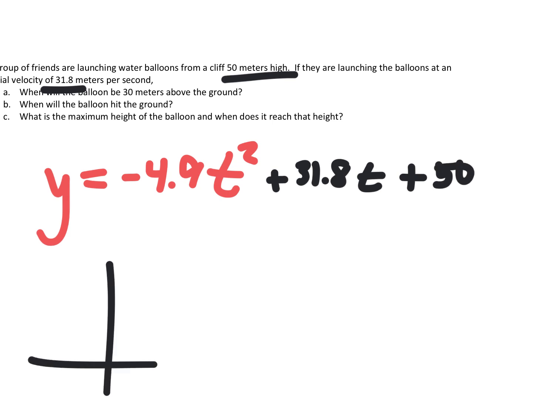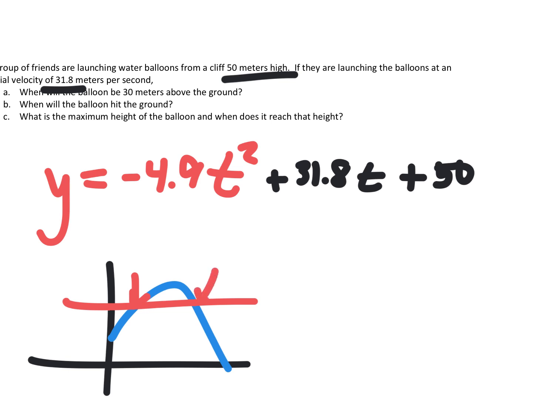I would always draw a little picture to remind myself, what are they asking me about? Oh, 30 meters off the ground. They just gave me a height, must be like that. Oh, wait, the ball's going to go past it twice. 30 meters, I'd have to put it here.